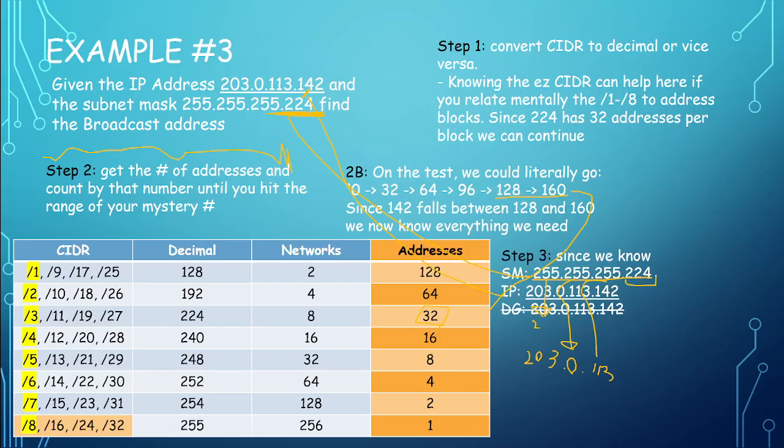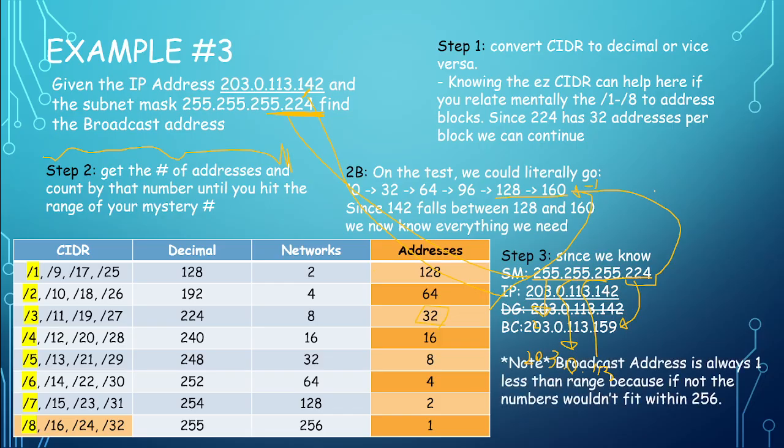224. Ugh, gross, disgusting. That's not 255 and that's not 0. But we know our range and we know it's going to be 159. It's going to be 159 because when we do our broadcast address, we do 160, our end of our range, minus 1. Note, the broadcast address is always 1 less than the range because if not, the numbers won't fit within 256, which is their block size.